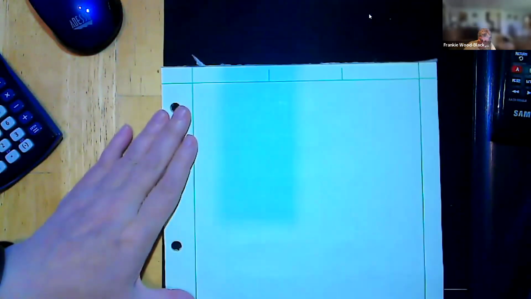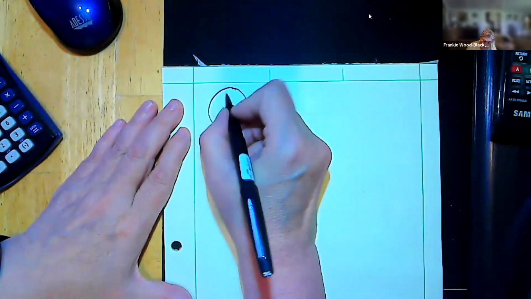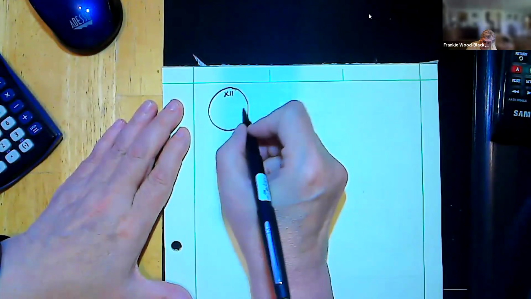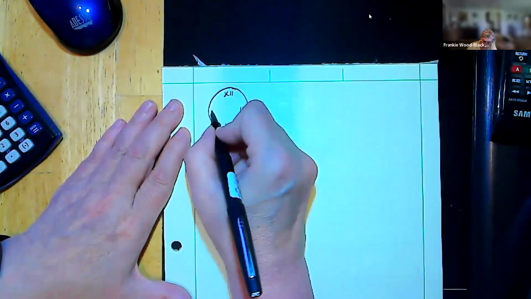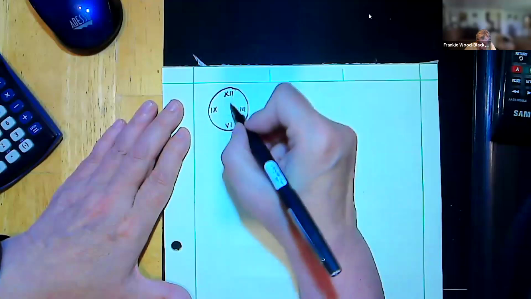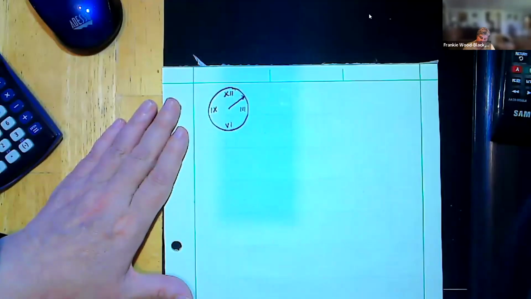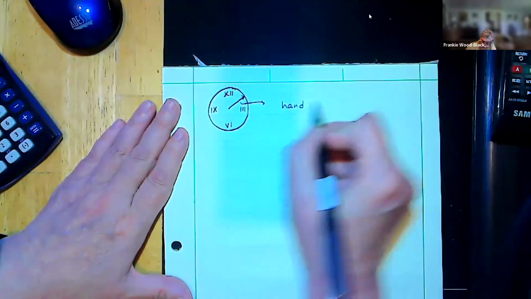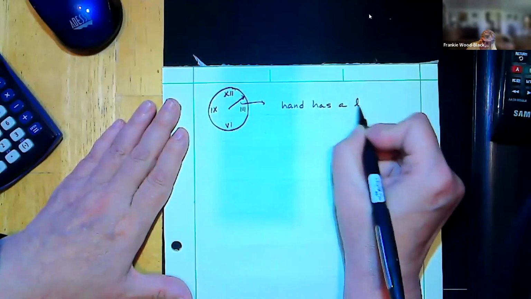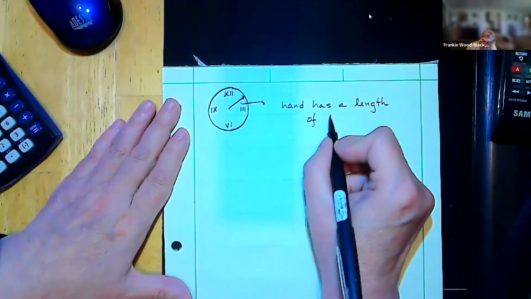So let's say I'm going to do an example. I have a clock. So this is 12, this is 1, 2, 3. This is VI. And this is IX. I have a hand that's up here. And the hand has a length of, we're going to make it 5 centimeters.